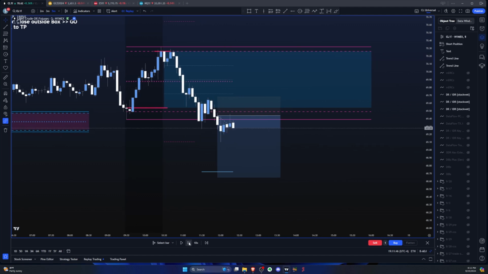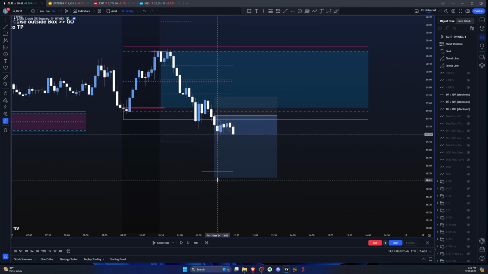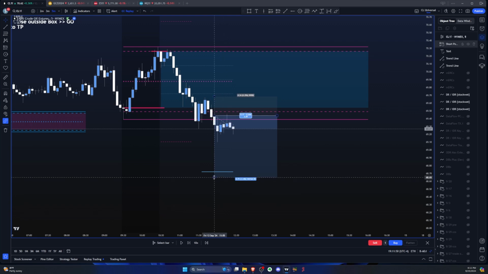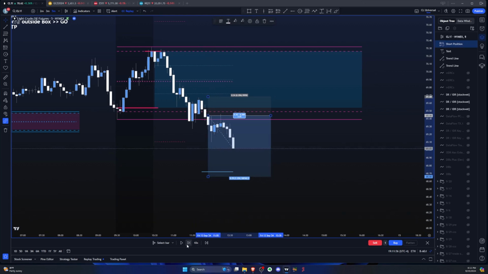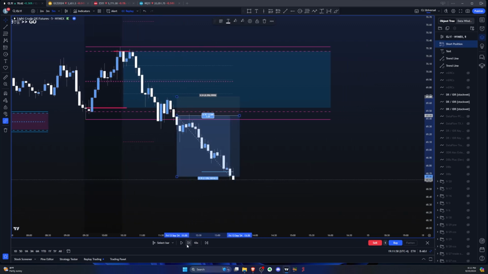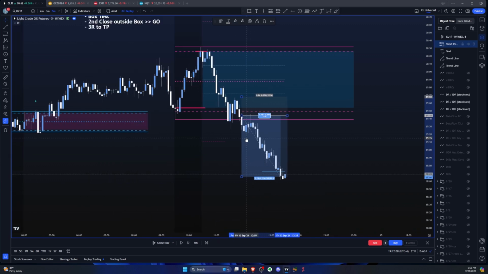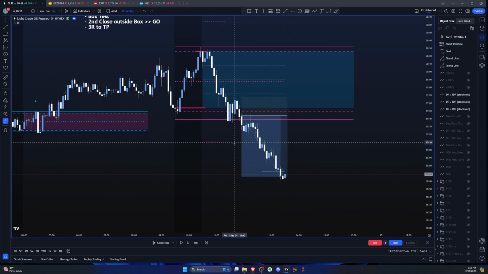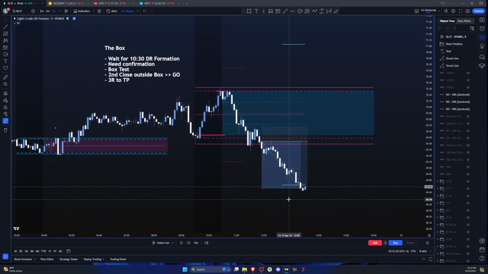And let's see if we actually come back. And we need 2R before we move to break even. So the question is, did this move to 2R? Not quite. Okay, so we're roughly right there. We're going to keep going. Boom, boom, boom, and boom. There we go. So that's a 3R trade, actually 3.25R trade that we took and were able to get as part of the box. So like I said, the box is very simple.